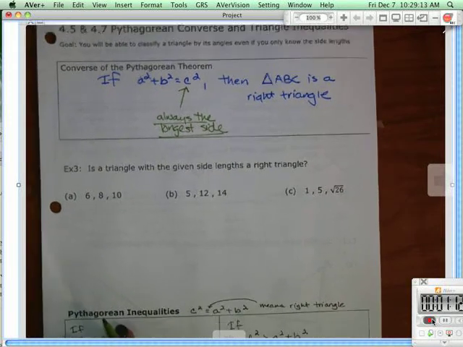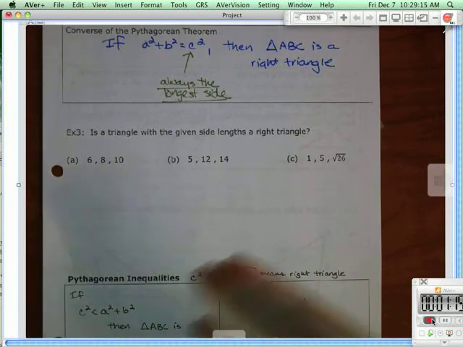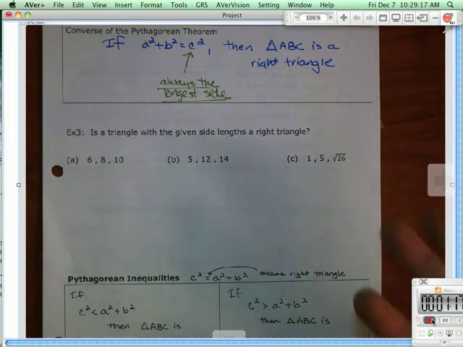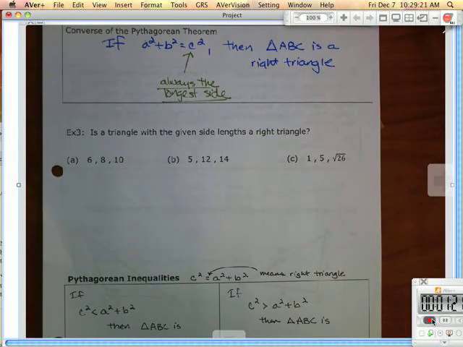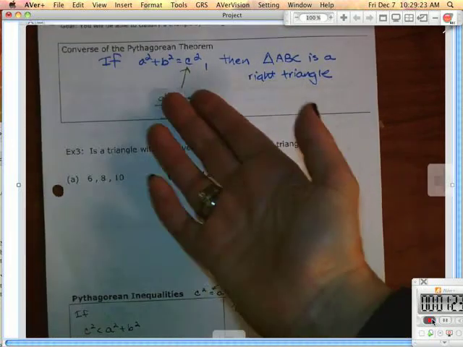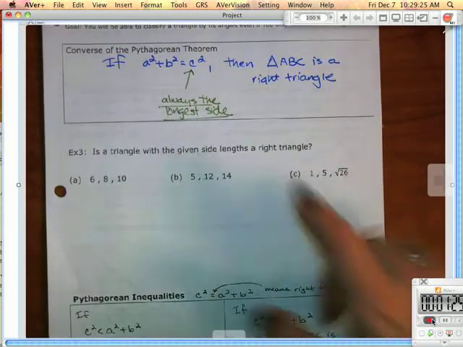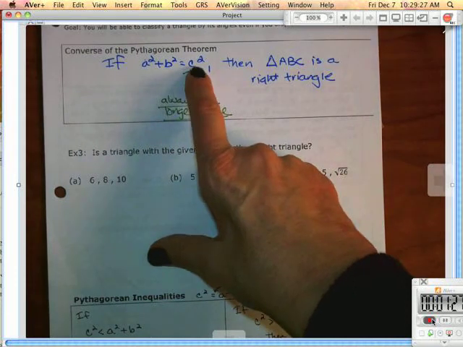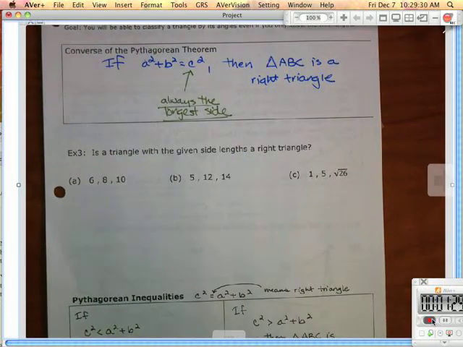The reason you have to commit it to memory is because you're going to be doing problems like this. You're going to be given the sides of a triangle, and you have to tell me whether they're right triangles or not. The way you do that is by using the converse of the Pythagorean theorem. If the left side equals the right side, then yes, it's a right triangle. So let's practice this a little bit.